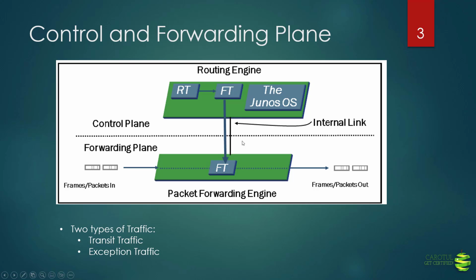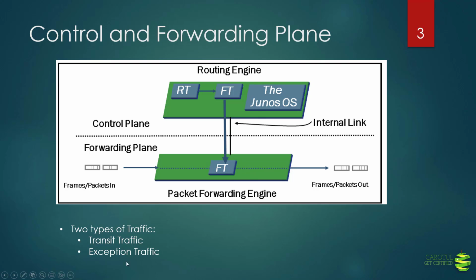That brings us to two types of traffic that a router or a Juniper device can receive: transit traffic or exception traffic. Transit traffic simply means that the packets are coming in and they are not destined for this device. They are just passing through this device. These kinds of packets or frames are immediately and accurately forwarded using the forwarding table. So in that case, you do not interrupt or disturb the routing engine.